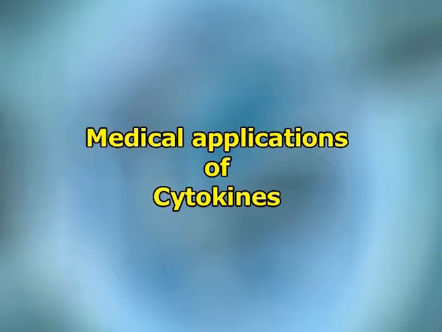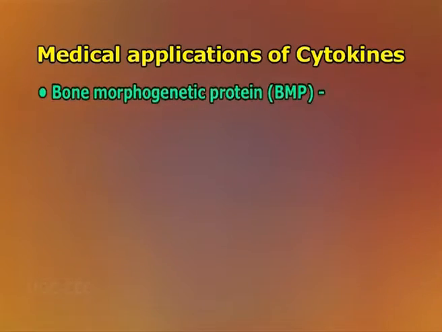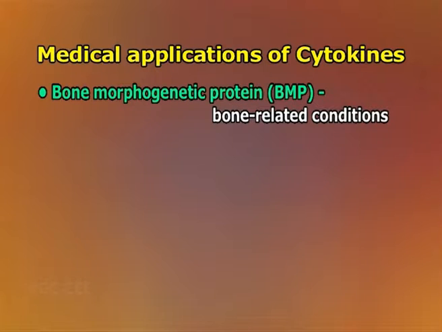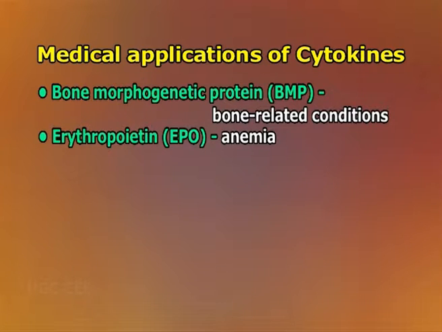Medical applications of cytokines. Some cytokines have been developed into protein therapeutics using recombinant DNA technology. Recombinant cytokines being used as drugs as of 2014 include bone morphogenetic protein, abbreviated as BMP, used to treat bone related conditions. Erythropoietin, abbreviated as EPO, used to treat anemia.